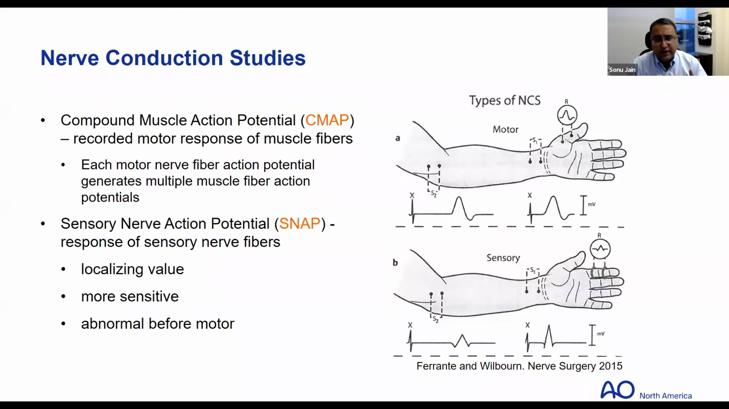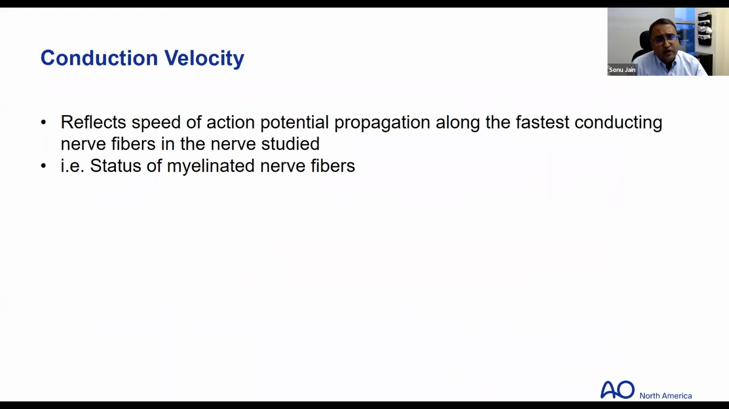So even though we're going to talk about some normal values, they may change a little bit here and there depending upon the lab, the equipment, and the diagnostician. Conduction velocity reflects the speed of the action potential propagation along the fastest conducting nerve fibers in the nerve study. So even if you have some slow ones on there, it's not going to pick that up. It's just going to get the fastest one, those fast myelinated fibers.